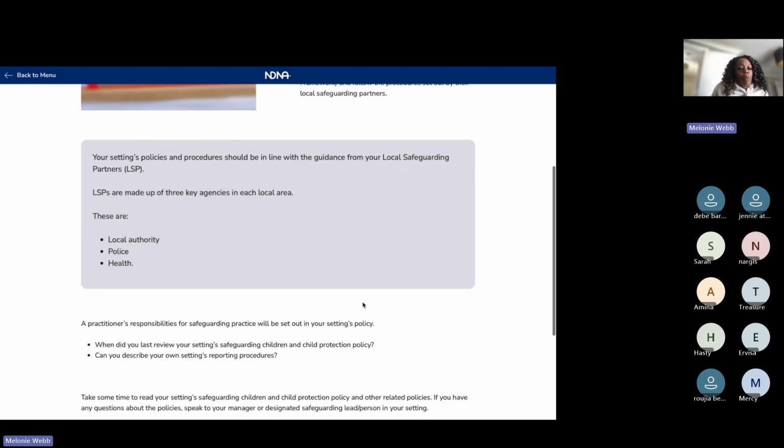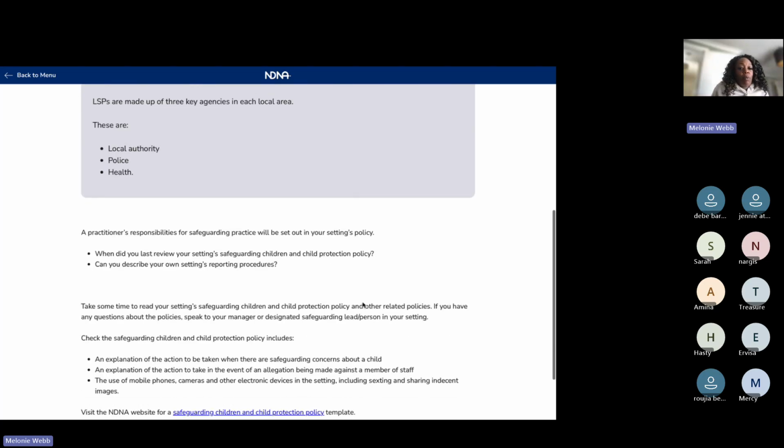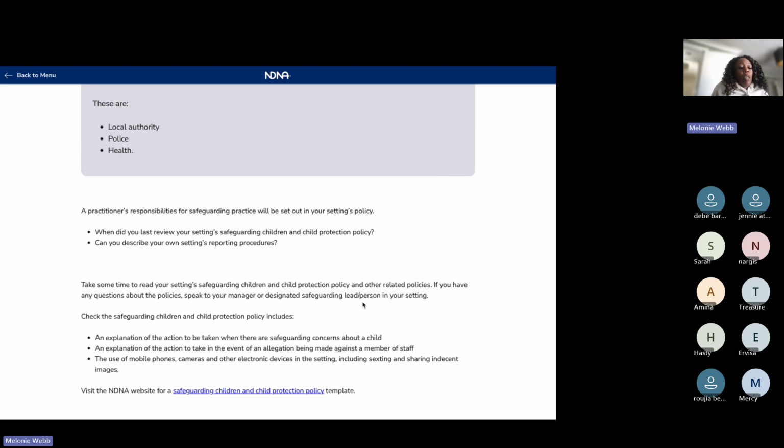A practitioner's responsibility for safeguarding practice will be set out in the policy. You can find the policy on Atlas. I've also asked for them to be uploaded to the document section of Famly, as well as in the folders in the staff room and in my office.